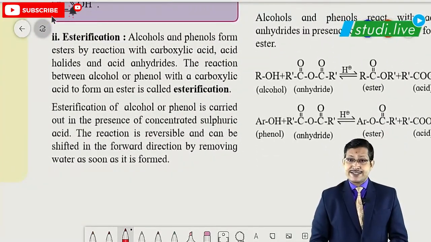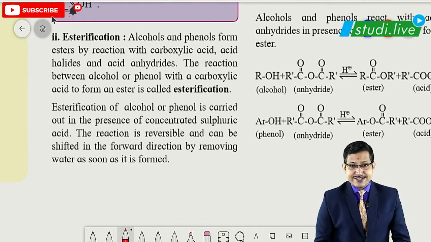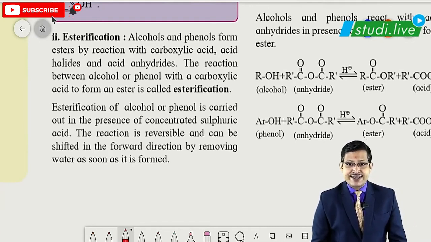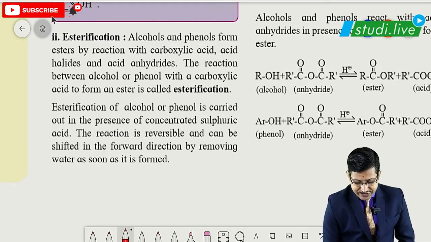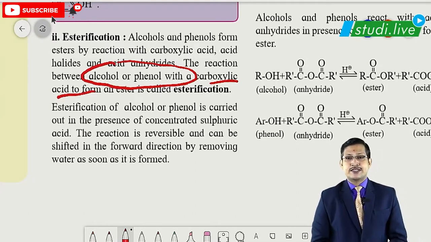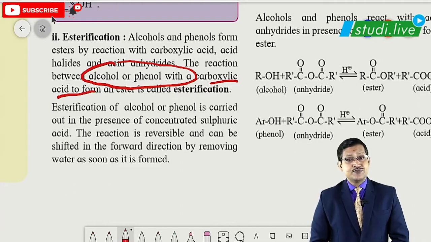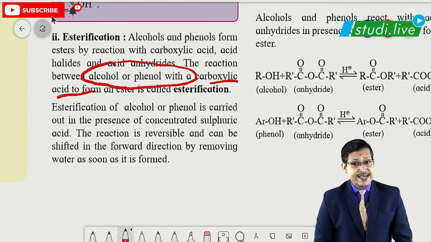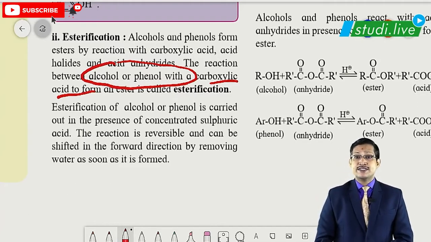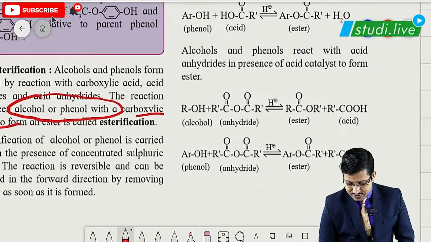Next reaction is esterification. Now what happens in esterification? The name has the answer. Esterification is the formation of esters. So in this esterification reaction, it is the reaction between alcohol or phenol with carboxylic acid. The keyword: alcohols or phenols react with carboxylic acid, and it will give you the formation of ester, and this reaction is called the esterification reaction.